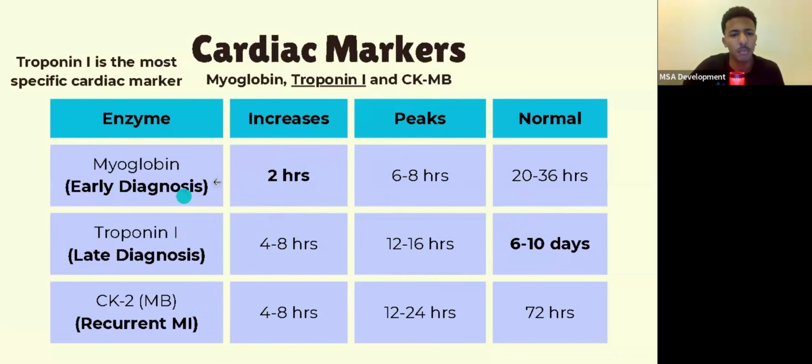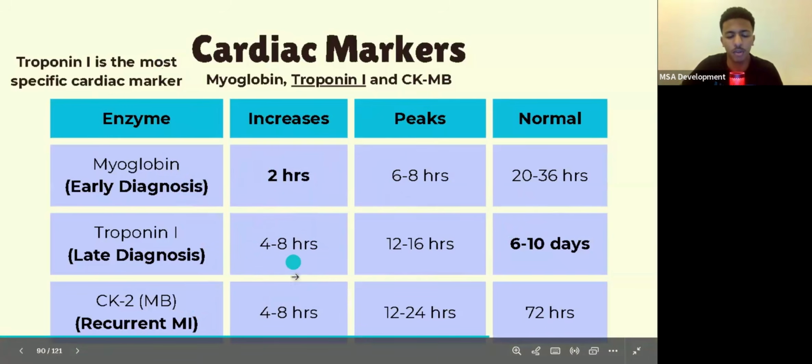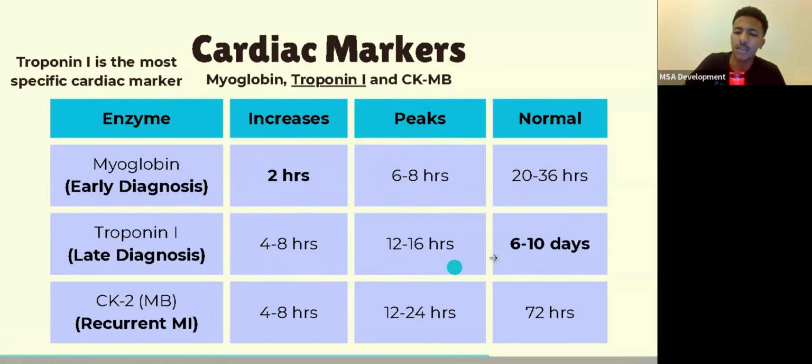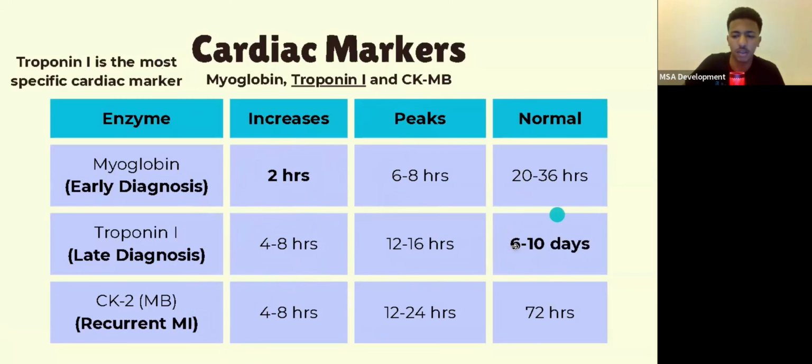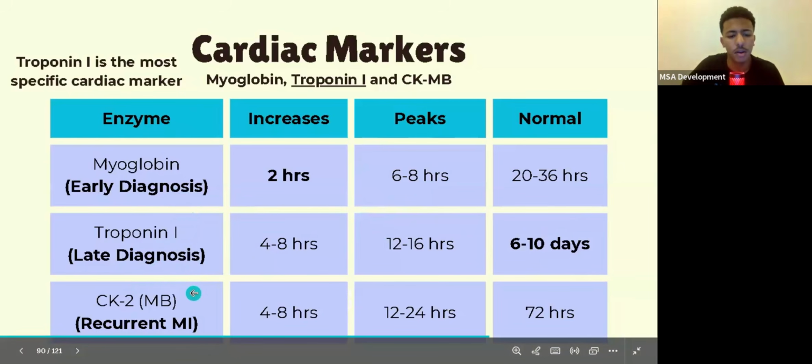What happens if we're at 3 hours? 3 hours is going to be myoglobin. If it's more than 3 hours, then you could use any of them. If it's more than 4 hours, you could use any of them. And then if they mention anything about a few days later, 6 days or whatever, 4 days, for example, it's going to be troponin I because it's used for late diagnosis. So you have to memorize the values. Quick recap: myoglobin, early diagnosis; troponin I, late diagnosis; CK2 or CKMB, recurrent MI.